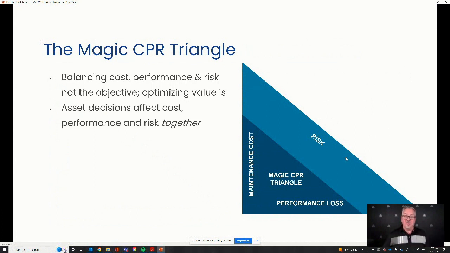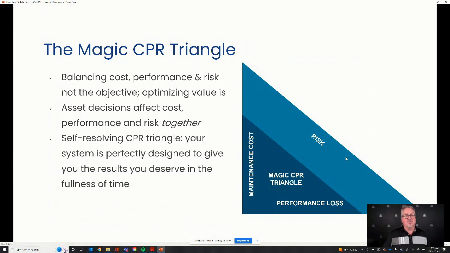And again, our decisions affect cost, performance, and risk together. We can't ignore that. They are linked. They are intrinsically linked. And we don't do ourselves a service in not having those conversations collectively. So again, this self-resolving triangle, in the words of W. Edwards Deming, your system is perfectly designed to give you the results that you get or that you deserve in the fullness of time, right?